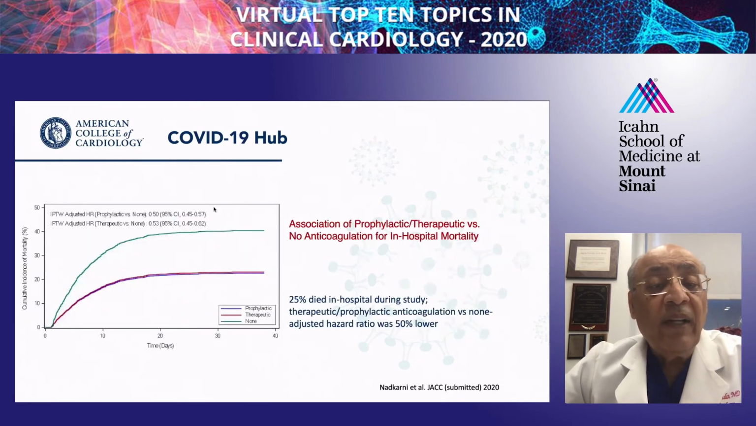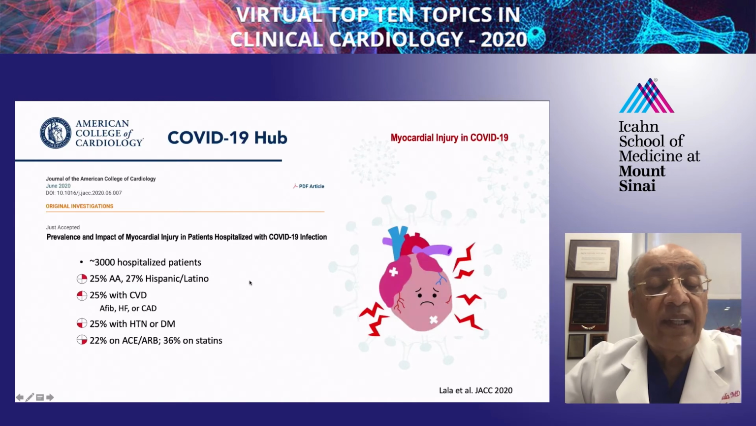And it was found that the hazard ratio was approximately 50% lower in the subjects who were on either full dose or the prophylactic dose of anticoagulation, as compared to the subjects who were not on any prophylactic or any full anticoagulation dose. And the total mortality in hospital was 25%, with a twofold higher likelihood of mortality as compared to those who have received any kind of anticoagulation in these cases.